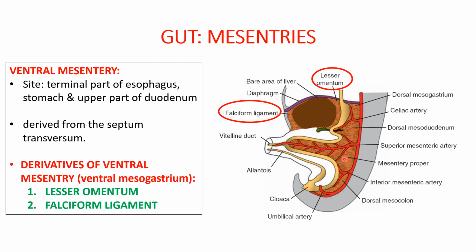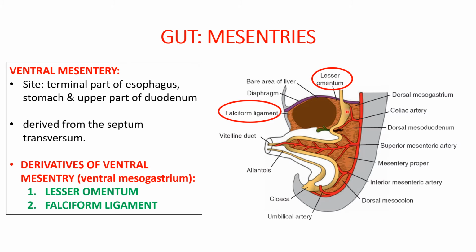Now we come to gut mesenteries. What do we mean by mesentery? Mesentery is actually a double fold of peritoneum through which any organ is suspended to the body wall. Now in this picture what you can appreciate is the gut tube. Now this is the anterior body wall and this is the posterior body wall.